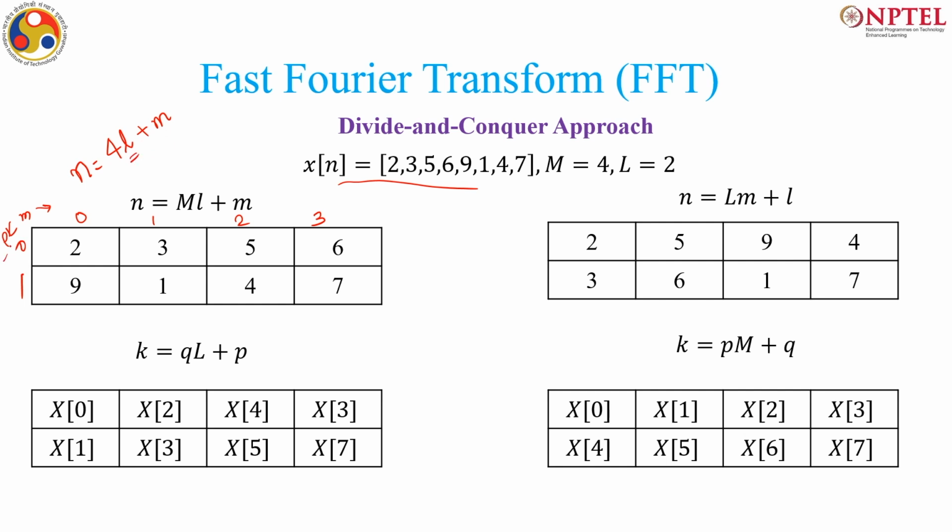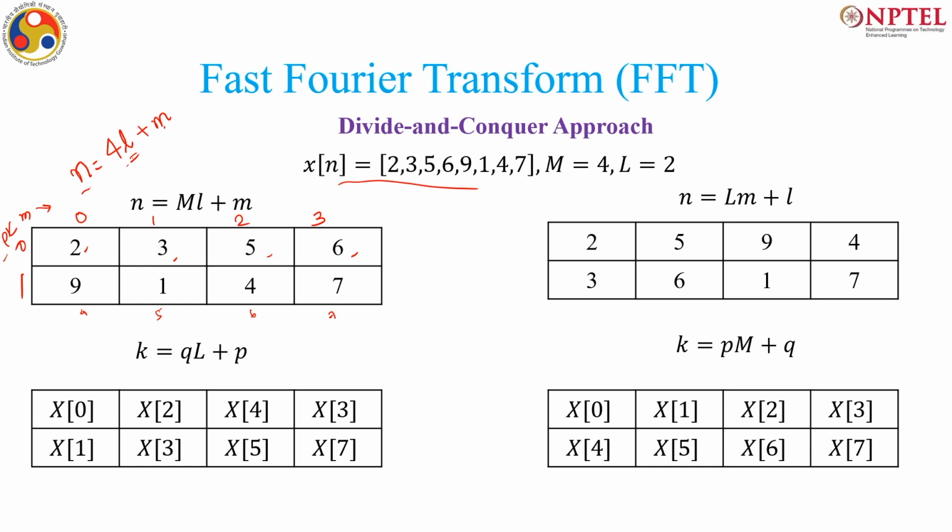If l is 0, m is 0 is this value, m is 1 is this value which is n equals 1, m equals 2 is this value, n equals 2, m equals 3 is n equals 3, and then the next value will be l equals 1 and m is 0. So, that makes n equals 4. Then m is 1, l is 1, that is n is 5. Then m is 2, l is 1 and n is 6. m is 3, l is 1 and it is index 7.